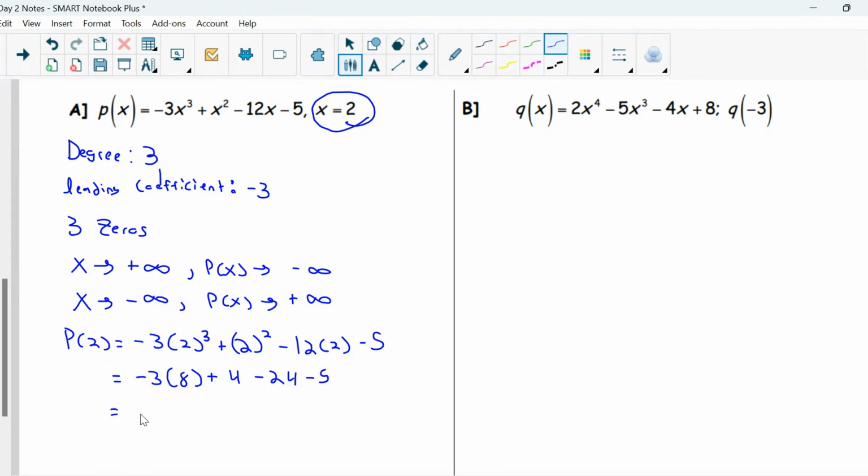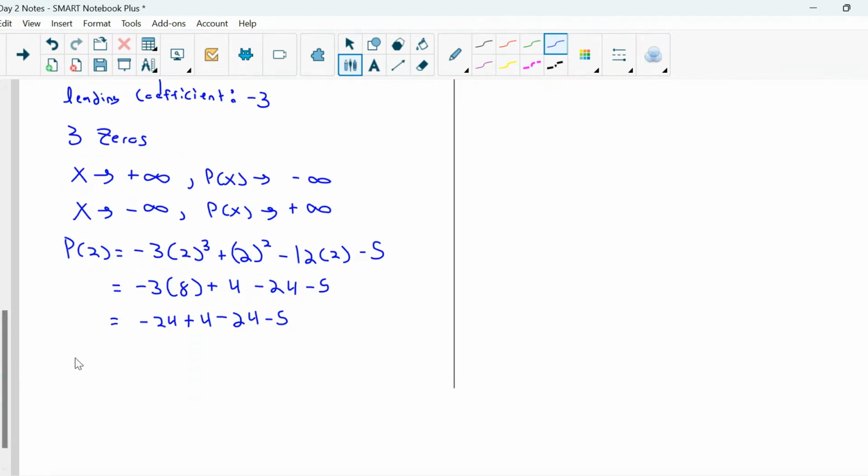Just going to multiply this. So -24 plus 4 minus 24 minus 5, which would finally give me p of 2 equals negative 49. So if I was to graph this polynomial, when I would have an input of 2, my output would be negative 49. So this right here would be a point on my graph.